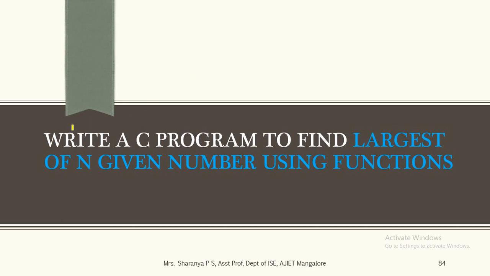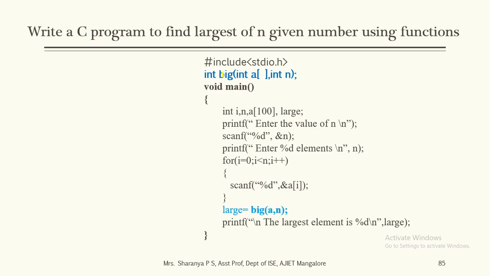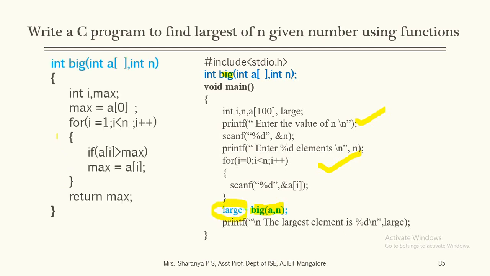Next, write a C program to find the largest of n given numbers using functions. Here we have written one function big, and we are passing the array and the size of the array. We are taking the n value and reading the array, and the function is called big(a, n), and then we are storing it in a variable large, the biggest element. In the logic, we initially consider the first array element as the maximum element, and then we keep checking each element. Is that element greater than maximum? If so, then we reset max to that particular array content.